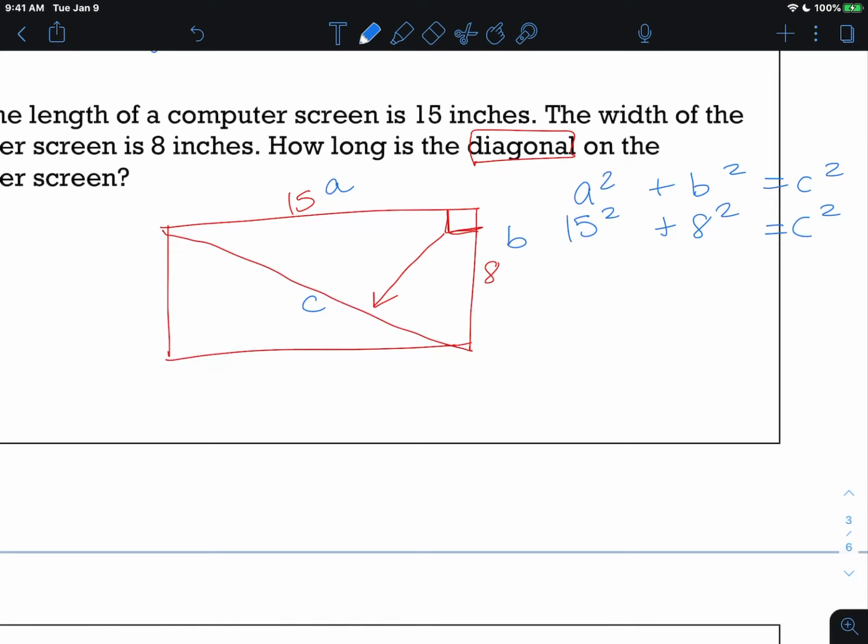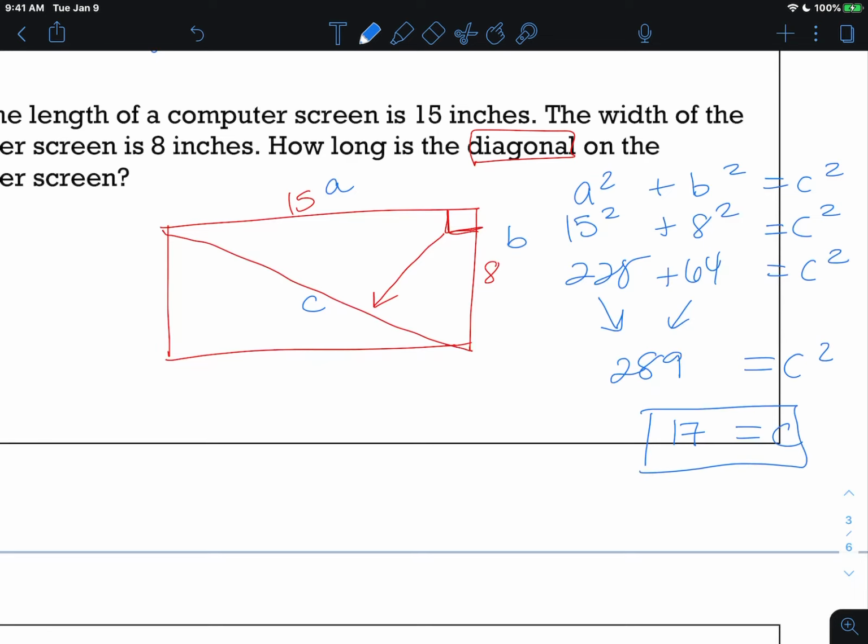So I'm going to go ahead and use my calculator because I don't know what 15 times 15 is. So this is 64. 225. Let's go ahead and combine like terms. And I'm not sure if that's a perfect square or not, so I'm going to use my calculator. And surprisingly, it is. So the diagonal of that computer screen is 17.